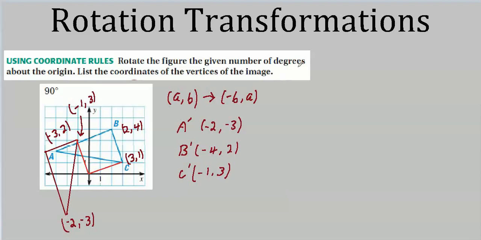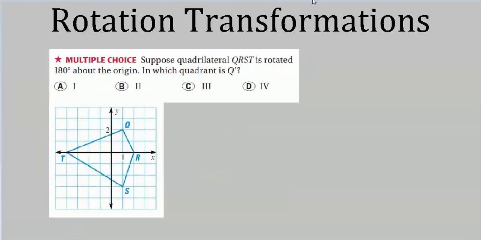Well, this one's pretty easy, I think. First, let's remember our quadrants. Remember, we go counterclockwise. So between here and here, this quarter, that's the first quadrant, the second quadrant, third quadrant, and fourth quadrant.